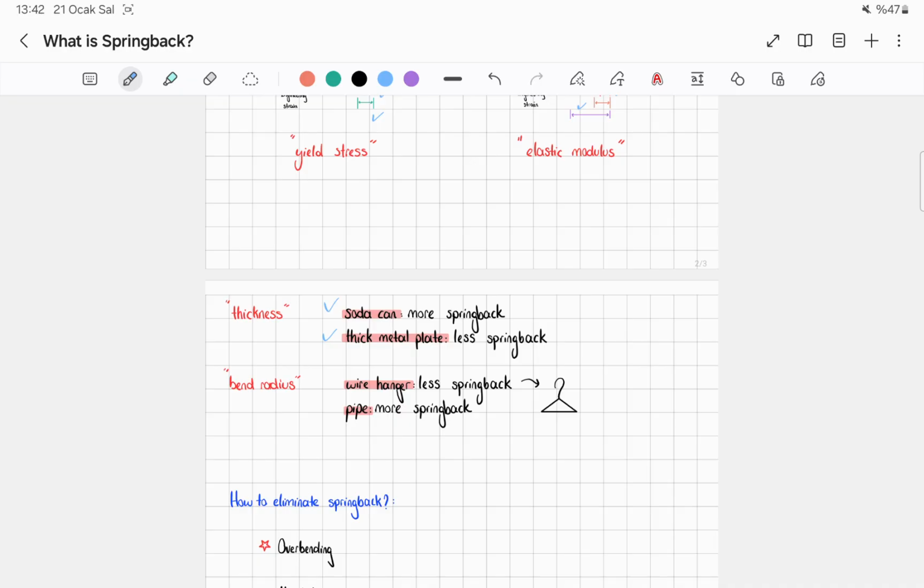But when we look at the thick steel plate, it involves much more plastic deformation due to the larger volume of the material that is being affected. And the plate has less relative springback because the permanent deformation dominates over the elastic deformation. So, as a result, the soda can would have more springback compared to the thick metal plate.